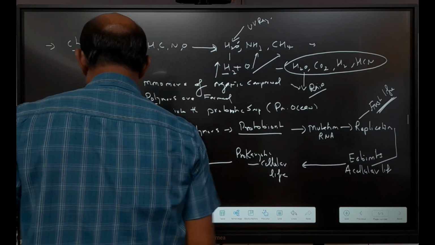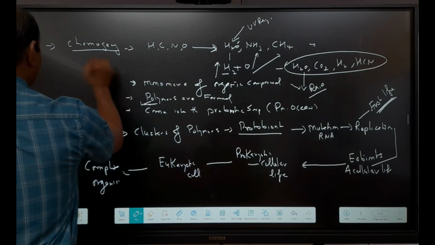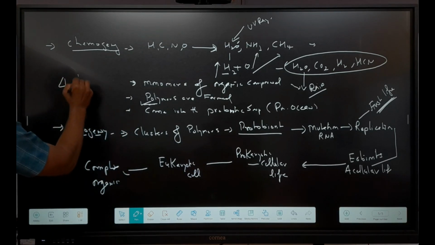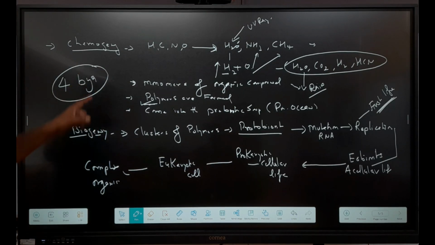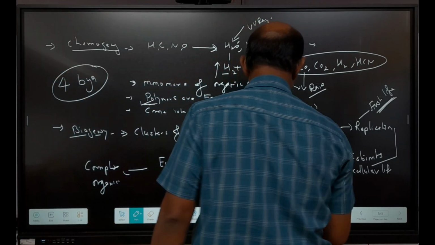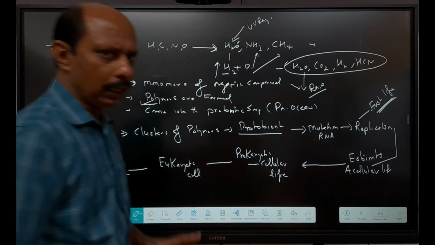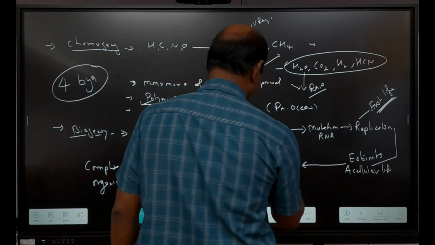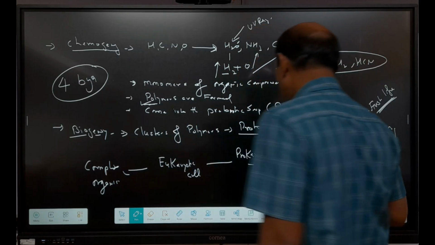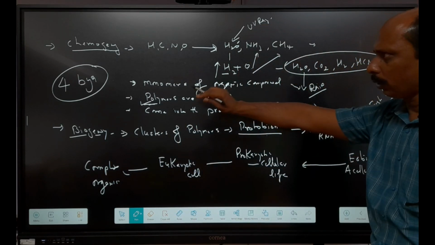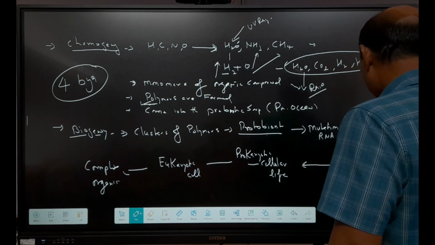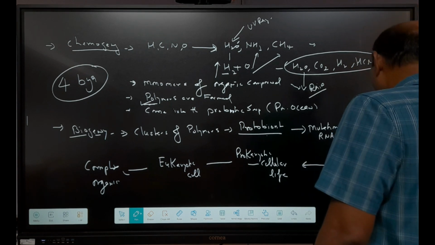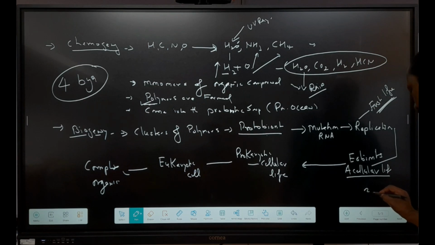Here, look, biogeny. Chemogeny means what is the time of chemogeny? This time is 4 billion years ago. In biogeny, protobionts are formed. Protobionts means what? They are acellular life forms, right? What is the time of this one? This time is non-cellular, acellular life, right? Its time is 3 billion years ago.